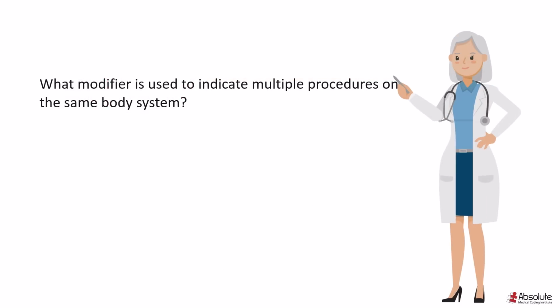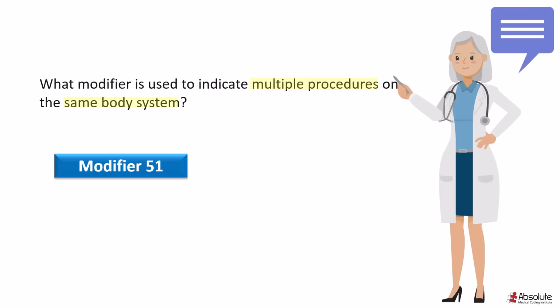What modifier is used to indicate multiple procedures on the same body system? Okay, coders, what say you? I'll give you a moment or two. Go ahead, scan your CPT manual inside cover. Okay, coders, if you said multiple procedures is your key word and same body system, that is modifier 51.